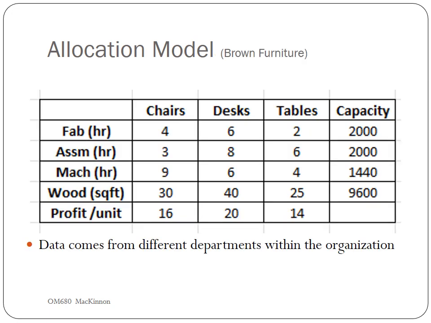So, brown furniture, again, is a classic allocation model. We want to maximize profit based on less than constraints, because we have capacity issues. We have finite resources in terms of fabrication, assembly, machining, and wood. This data is going to come from different departments within the organization. It might be hard data, sometimes it might be estimates.